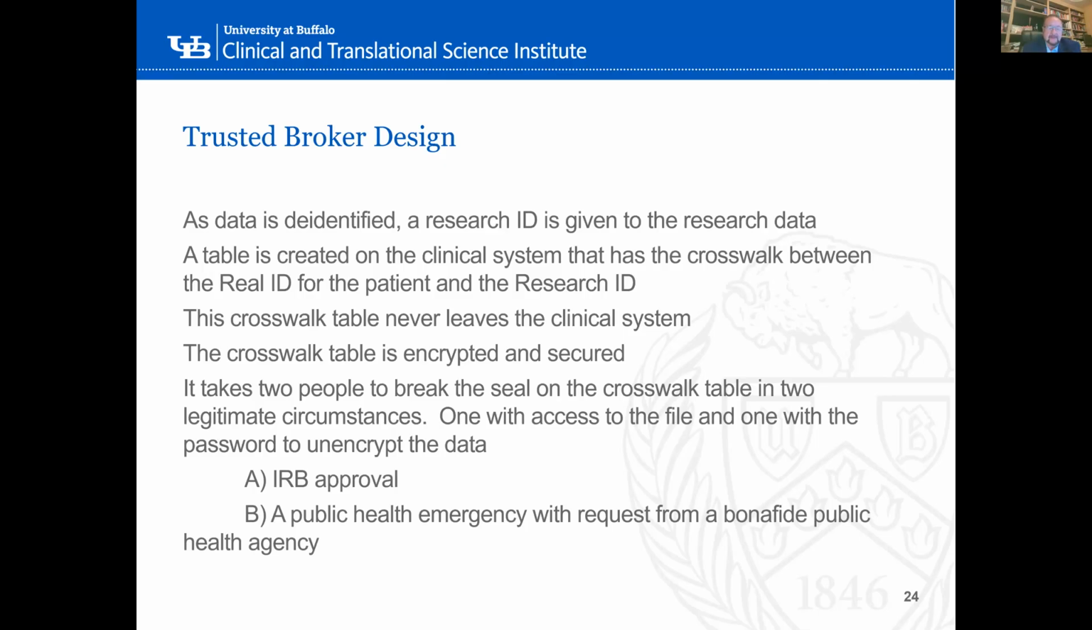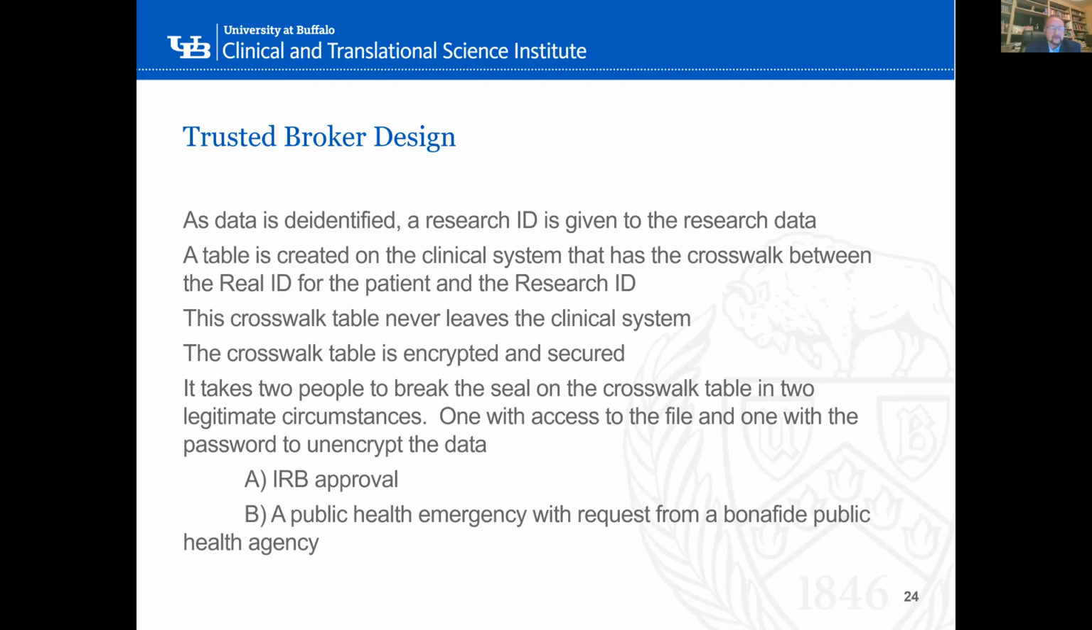And this crosswalk table never leaves the clinical system and is not part of the system that you're doing research on. It's encrypted and secured, and it takes 2 people to break the seal on it. Somebody who has access to the file and one who can unencrypt the data, has the unencryption password. These can be done under only 2 circumstances. One is IRB approval, and the other is a public health emergency with a request from a bona fide public health agency, and that's as specified in the law.